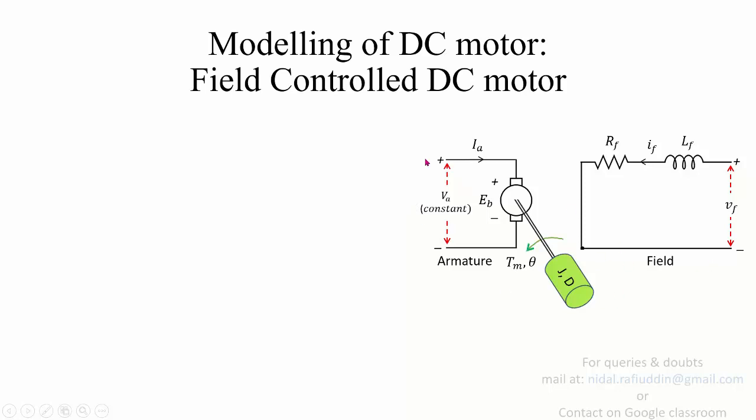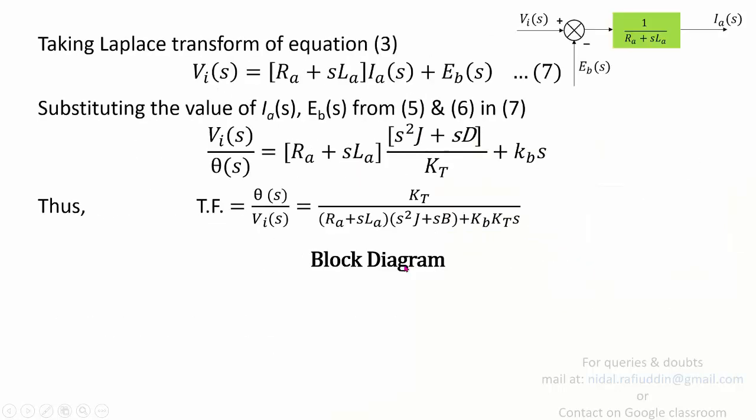Today we'll keep this side constant. Yesterday we kept this constant and controlled this variable. Today we'll keep this constant and try to control the input at the field side and analyze the output theta, or find the relation between theta and Vf, the field voltage, and finally obtain the transfer function in terms of Vf and theta. Yesterday we found the transfer function in terms of V and theta. So, just for the sake of a quick recap, here is what we studied yesterday.